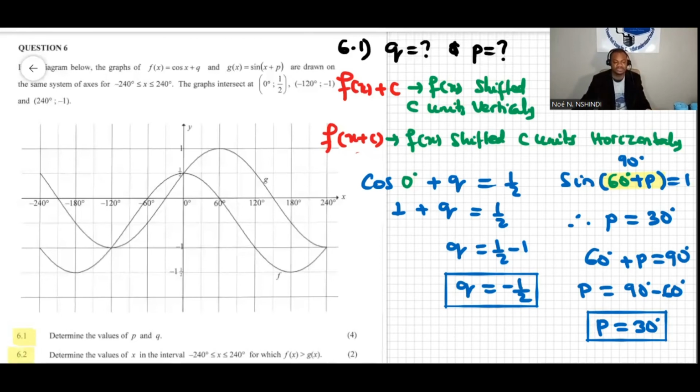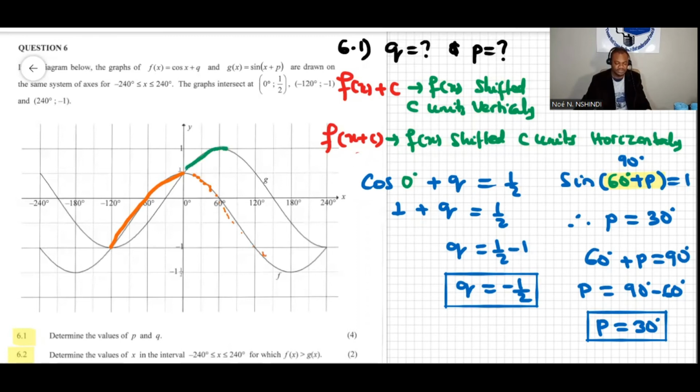The next question is question 6.2. The question says determine the values of x in the interval negative 240 degrees less than or equal to x less than or equal to 240 degrees for which g of x is greater than f of x. Here we can just look at the graphs. We can see where f of x is greater. The f of x is greater than g of x only in this interval, from this part to here, because when you exceed here, it becomes lesser, because g of x is over there.